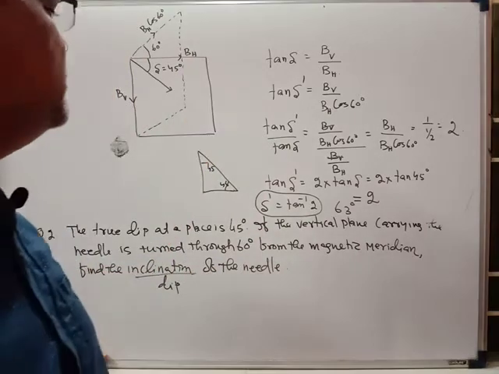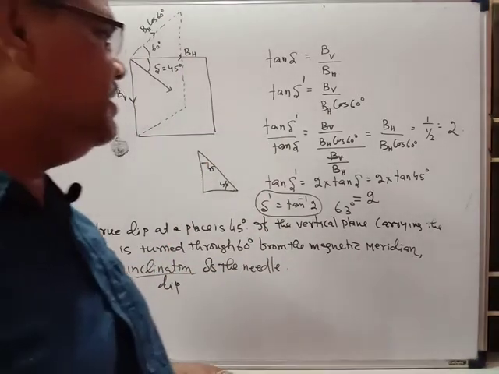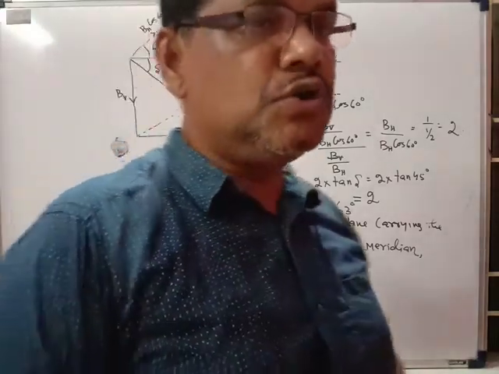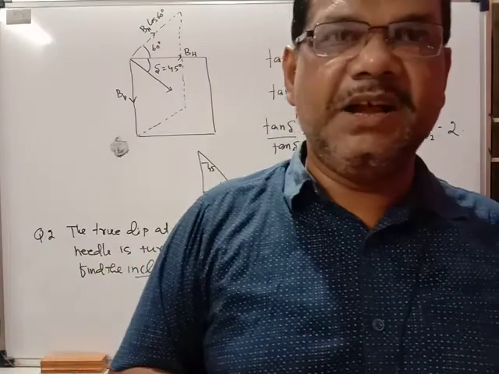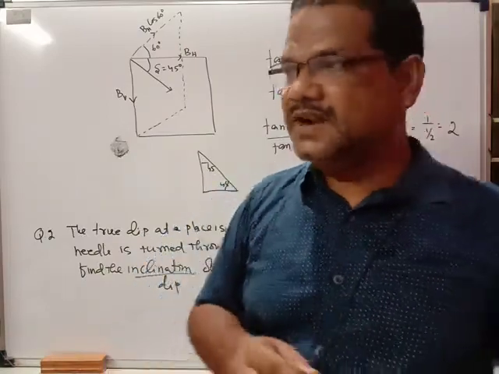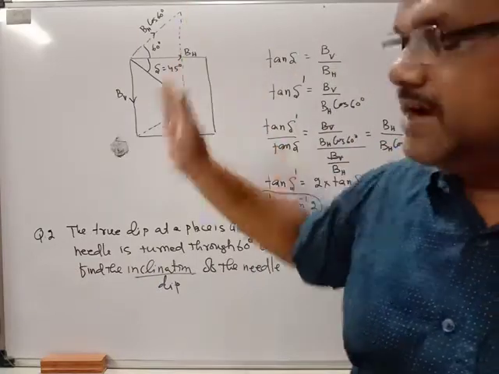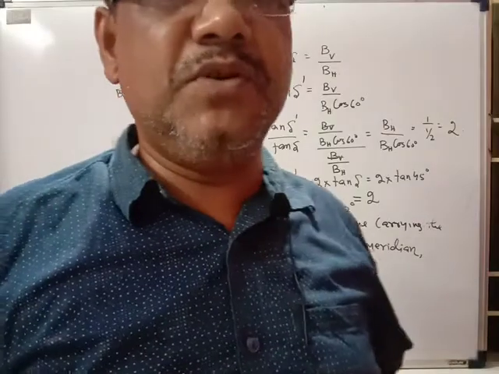This is all about how to calculate the dip in the dip circle. If the true value is given, how to calculate the virtual value of the dip if the plane is rotated through a certain angle, and vice versa. In this manner, just practice more and more questions. Thank you.